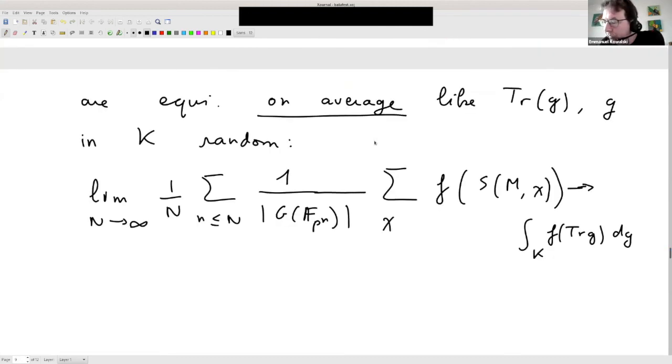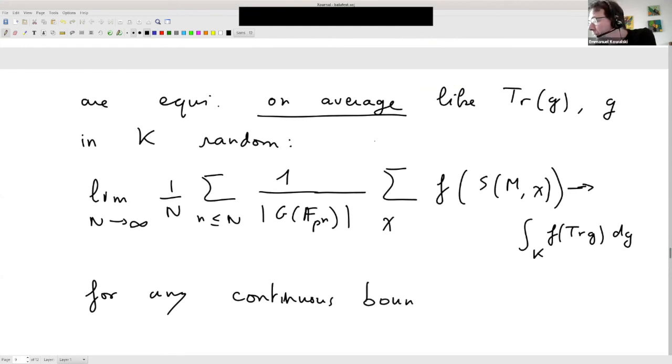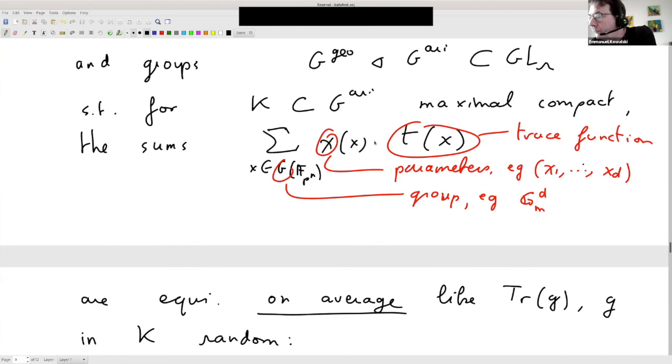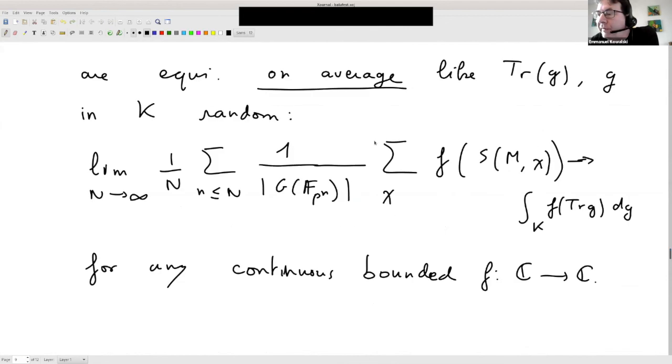So for any continuous bounded function f on C. Okay, and S_M,K are exactly these sums here. So M is the object that gives rise to this T. So it's a trace function of the object M. Okay, so the precise details are not so important.